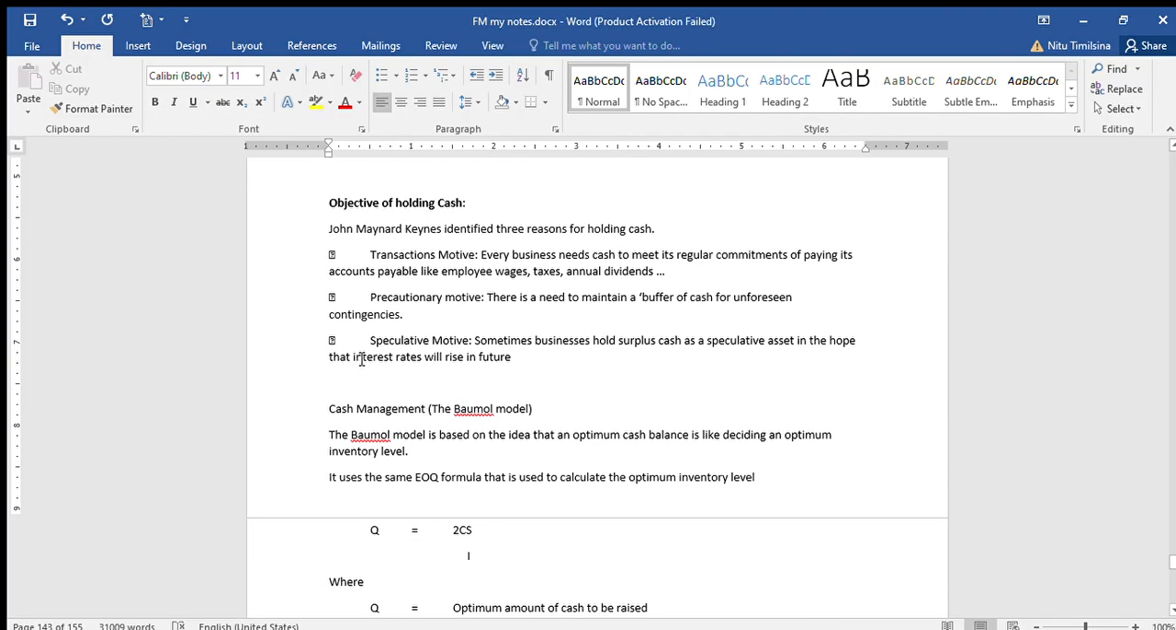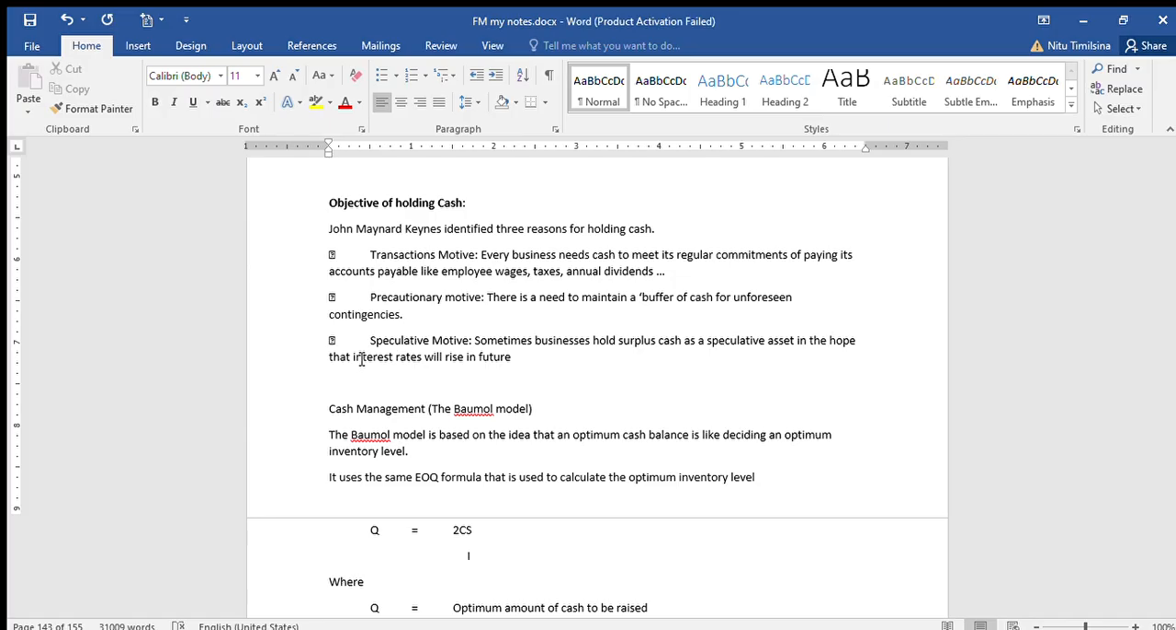John Maynard Keynes identified three reasons for holding cash. Transaction motive: every business needs cash to meet its regular commitments of paying its accounts payable, like employee wages, taxes, or annual dividends. Precautionary motive: there is a need to maintain a buffer of cash for unforeseen contingencies. Speculative motive: sometimes a business holds surplus cash as a speculative asset in the hope that interest rates will rise in future.